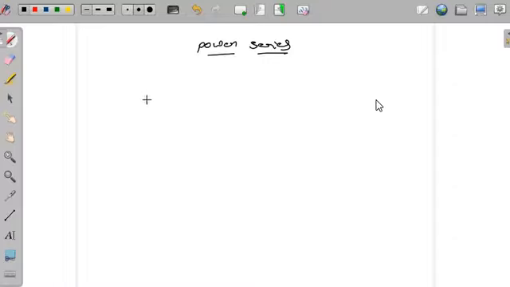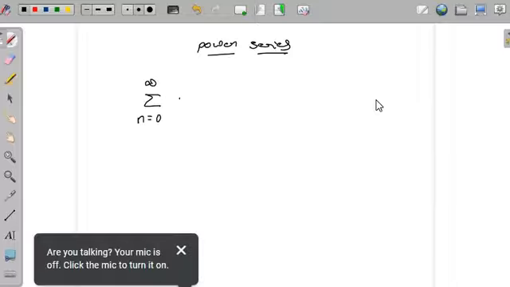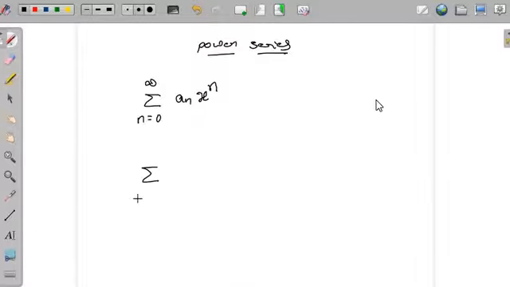So suppose you have an expansion of this form: the summation n equals 0 to infinity of a_n times x to the power n. This is what we call a power series. And another type we can have is a_n times (x minus a) to the power n. So this is what we call a power series centered at a.